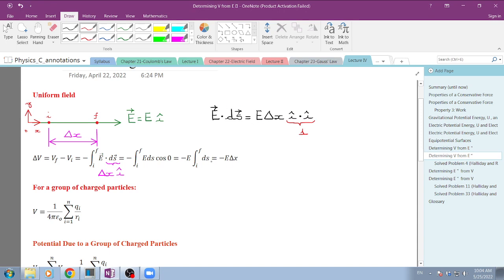That, and then this gives me exactly the expression here that says that the difference in voltage, or this voltage or potential for a uniform field, is just the field multiplied by the displacement between the initial and the final points.